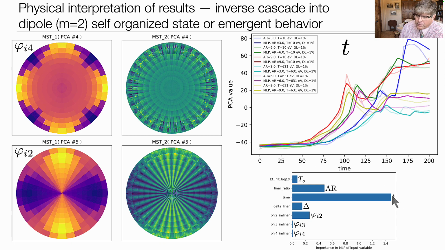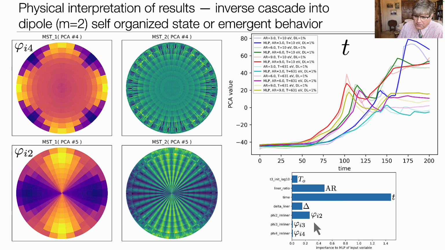The most important feature is time. That's pretty obvious. The second most important feature is the aspect ratio, the acceleration, or the linear growth rate of the linear instability, which here goes into a self-organized structure rather than a frothy chaos, which is what happens when you end up having a regular cascade. And so it's not surprising this is the next most.